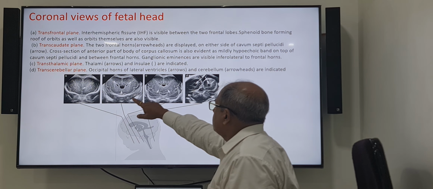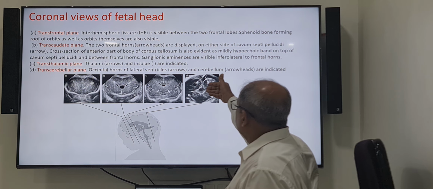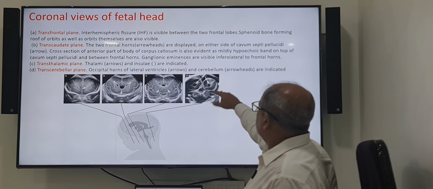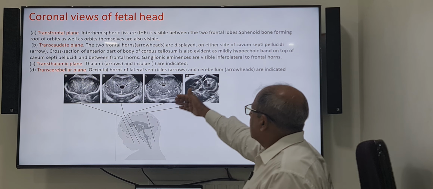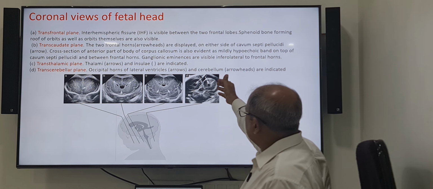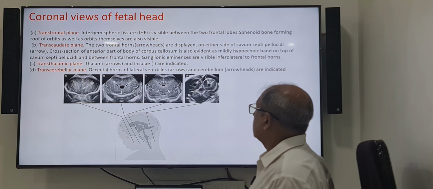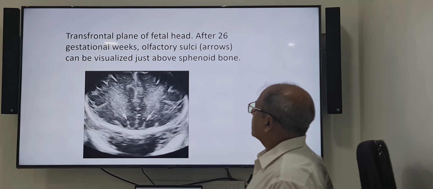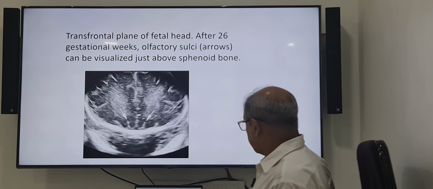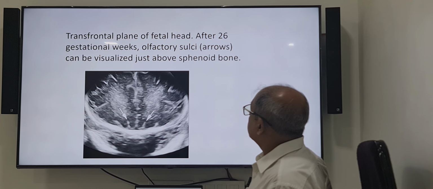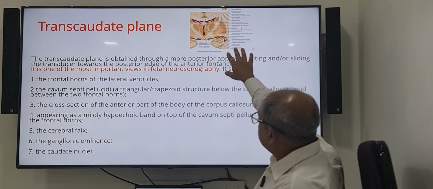This is the cavum septum. And again, if you go below the transthalamic plane, and this is transcerebellar, you can see the cerebellar hemisphere also. And these are the methods by which you can see the anatomy, and this is the anatomy which should be visible to you. And if you go transfrontal, you can see the olfactory sulci also, because they are going just below the frontal lobe. And transcaudate already covered.